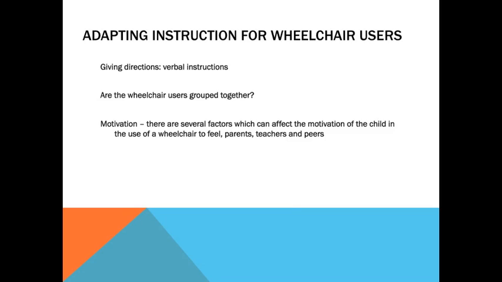Motivation. There are several factors which can affect the motivation of the child in the use of a wheelchair. First of all, parents. Are their parents allowing the children to be fully involved? They should be motivating by speaking to the teachers, making sure that a child is fully involved and engaged. Teachers. Are the teachers inclusive and motivating within a physical education setting? They should be motivating each child, no matter what their ability, giving such motivational instructions as, "Well done everyone," but also singling out different students, allowing for all to feel and be included with the use of motivation.